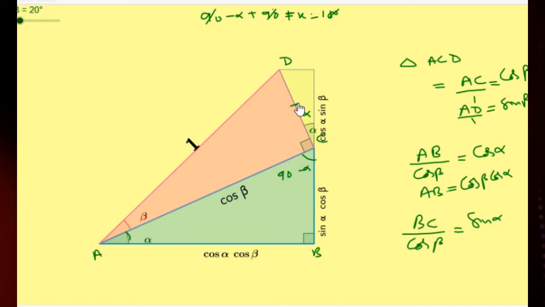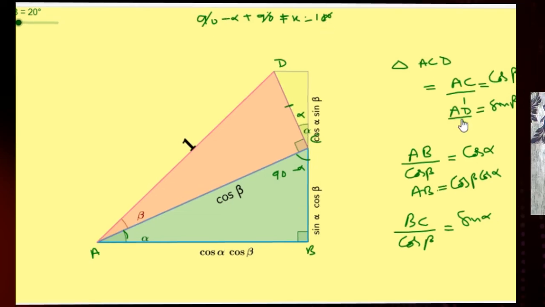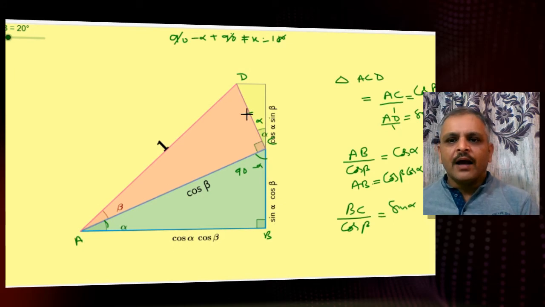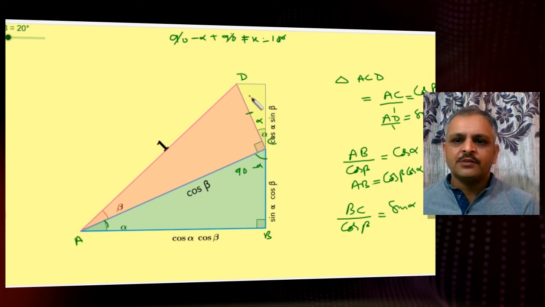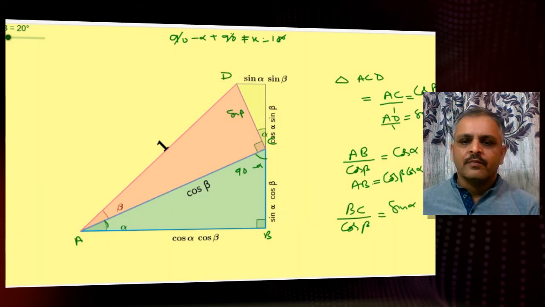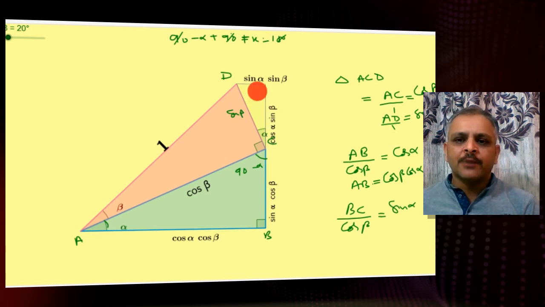As we know that this side CD was equal to sine beta, if I project it on this side, it will become cos alpha sine beta, because this is the base now for this triangle. And if this is sine beta, and I project on the perpendicular side, the side opposite to the angle, then it will become sine alpha sine beta.